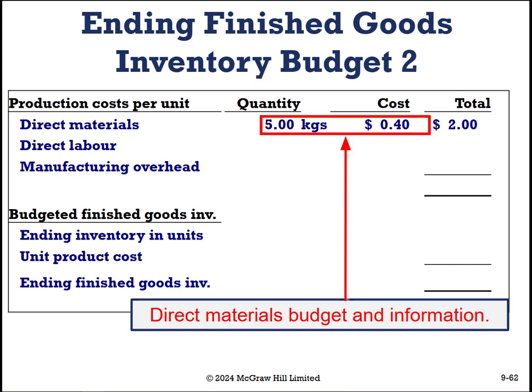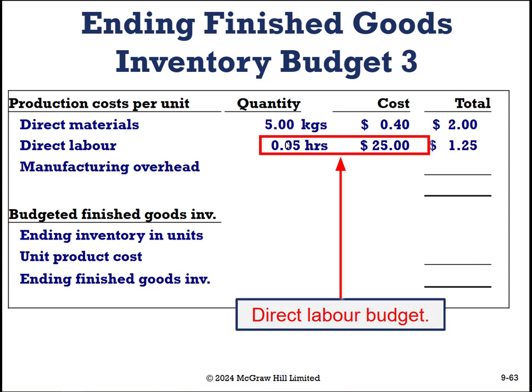If you recall, our production cost per unit from our direct materials items, where we have 5 kilograms per unit. Each kilogram costs us 40 cents. So then it's $2 of direct material per unit. From direct labor, each one of those units took 3 minutes to make, which is equal to 0.05 hours at a rate of $25 per hour for a total of $1.25 of direct labor costs per unit.